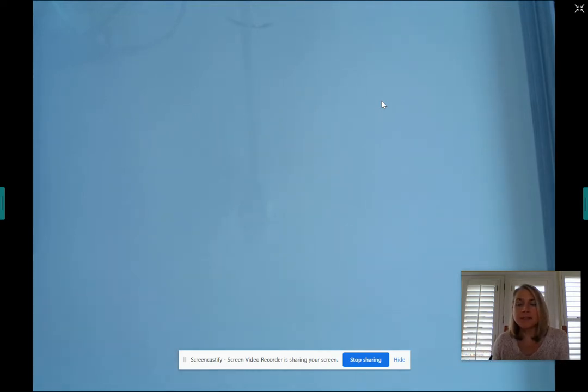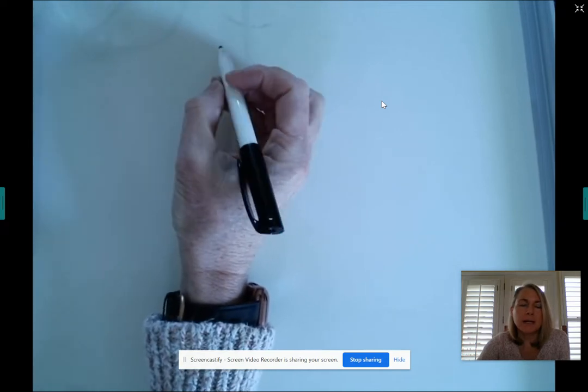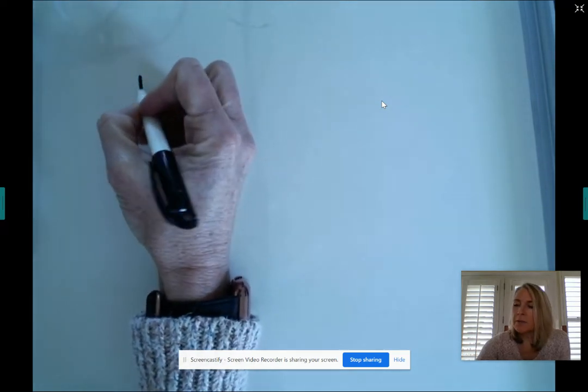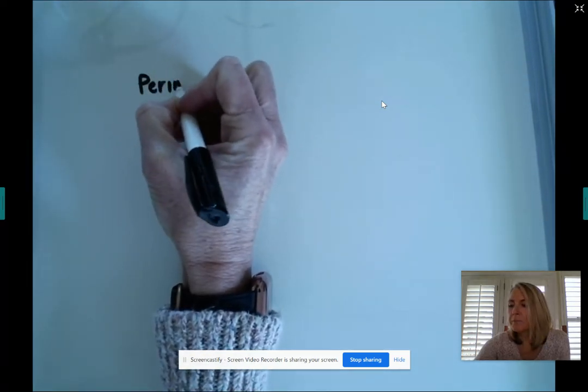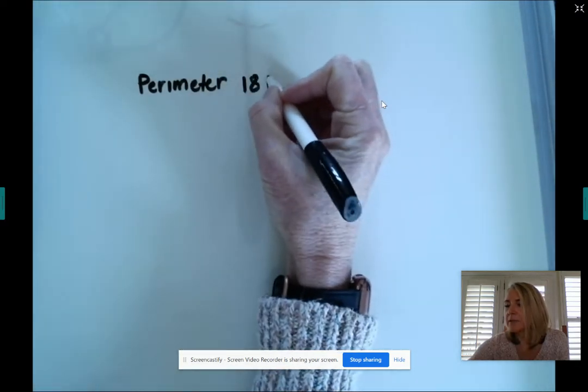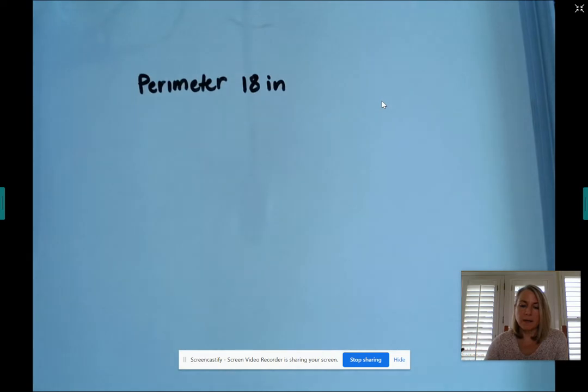So it's been about a week since we've talked about perimeter and area. So we're going to do a little review here of some similar problems that you'll see today on your independent work. So let's say you were given a perimeter of 18 inches, and you were being asked to generate a rectangle and come up with as many possible rectangles as you possibly could. What would be your strategy to do that?